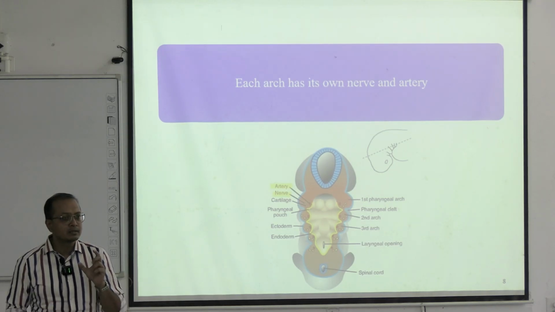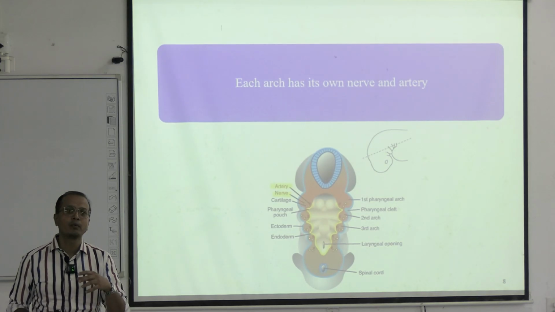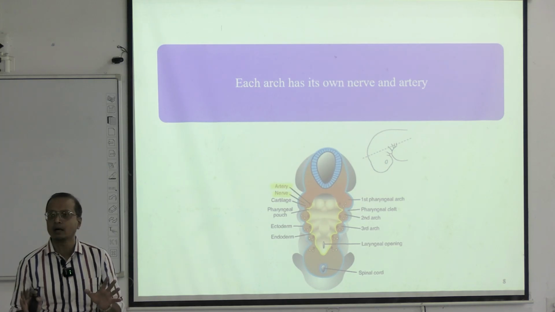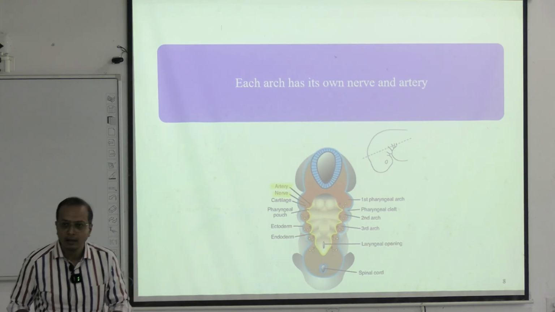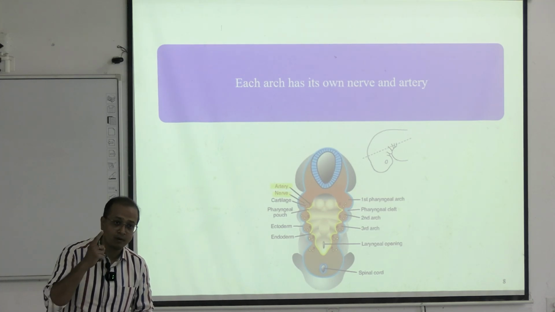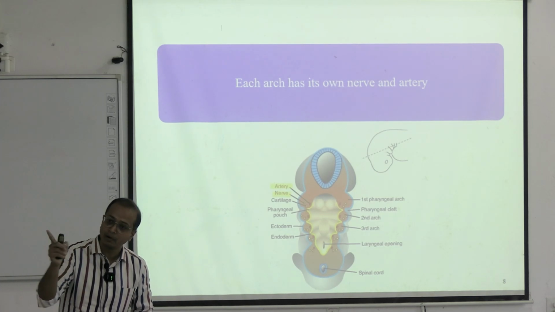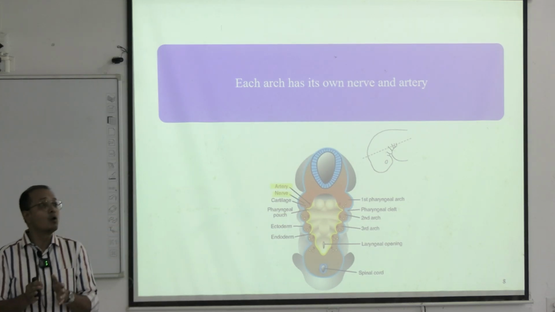Now what these arches are going to produce? They are going to produce muscles. They are going to produce bones. They are going to produce some cartilages, whatever the things are coming. So if first arch is producing a muscle, which nerve will be supplying it? Nerve to arch number 1, not arch number 2. Clear or not? This is very clear about their roles.